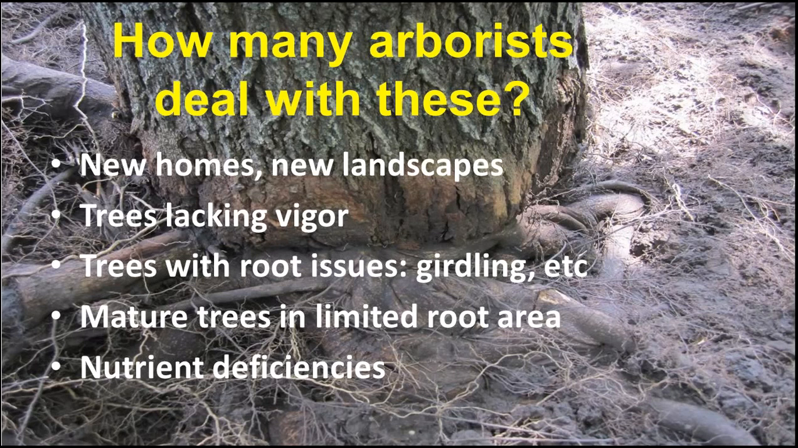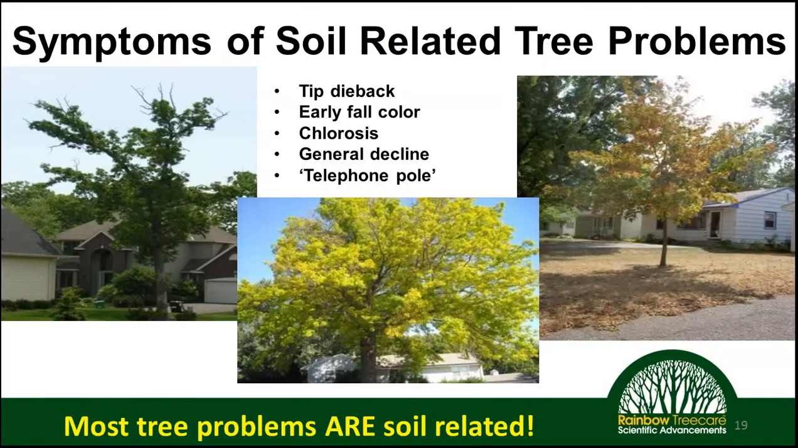Well, it's pretty much everybody. It's not like any arborist I've ever talked to says, well, no, we don't really have that in my area. If you're an arborist, you're dealing with urban conditions, you probably have all these on any given day. And symptoms of soil-related tree problems, if you've got tip dieback, fall color starting early, way before you'd expect it, that's not a good sign. Chlorosis or leaf yellowing, just a general decline, the tree is not performing well.